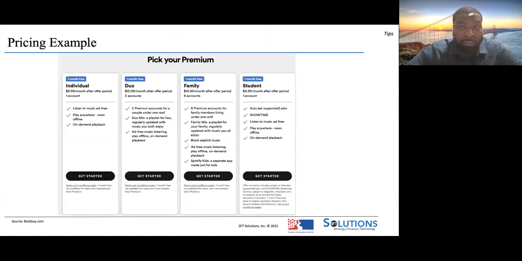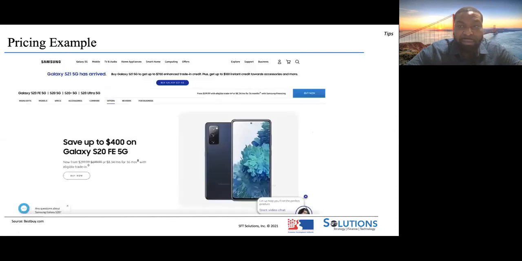Here's another example. Again, everything ends in a 9. The benefits are not more than 7. I'm sure there's a ton of benefits to these products that they could tell you about. This was from Spotify. I should have mentioned that. But just do the same thing that everyone else is doing. Use the psychology of pricing to your benefit.